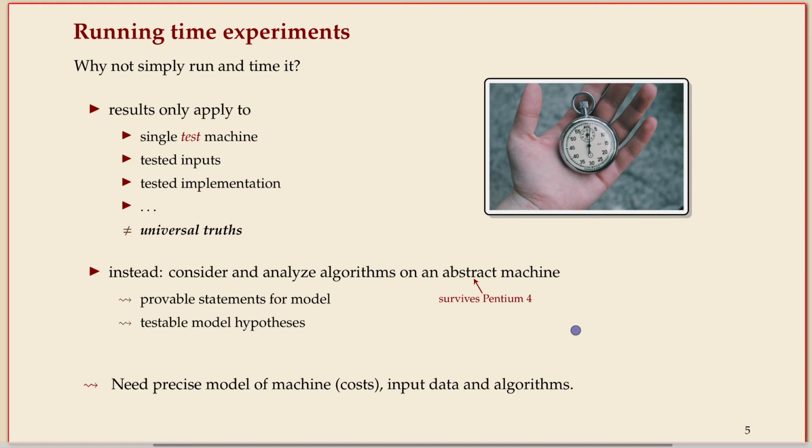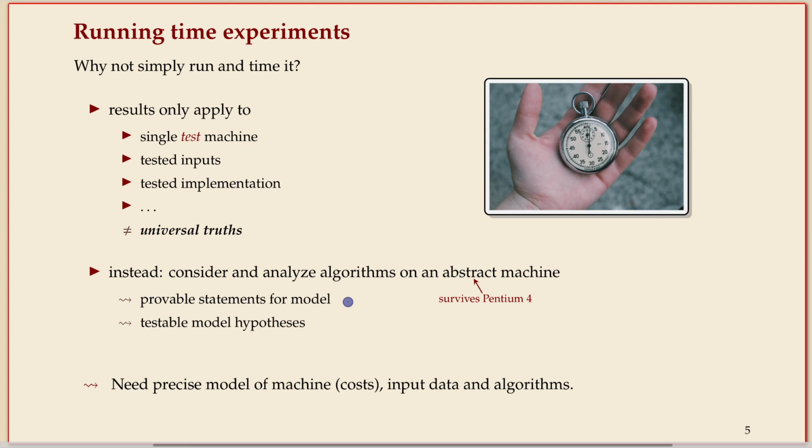So what we'll instead try is do mathematical analysis where we have provable statements, but they hold in a certain abstract model, and we'll come to that. That's the main content for this unit. And hopefully from this, we can derive some hypotheses, which we can then test in an implementation whether they are satisfied.